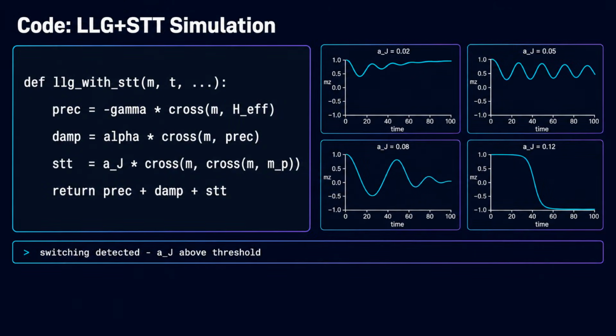This Python simulation solves the LLG equation with spin transfer torque. The code implements precession, damping, and STT terms using SciPy's ODE solver. Running simulations for increasing STT strength shows the transition from damped oscillation to full magnetization switching. The switching time decreases as STT strength increases above the critical threshold.